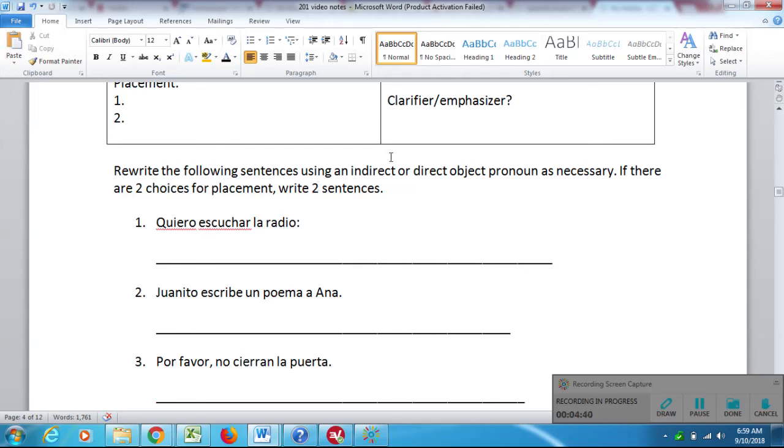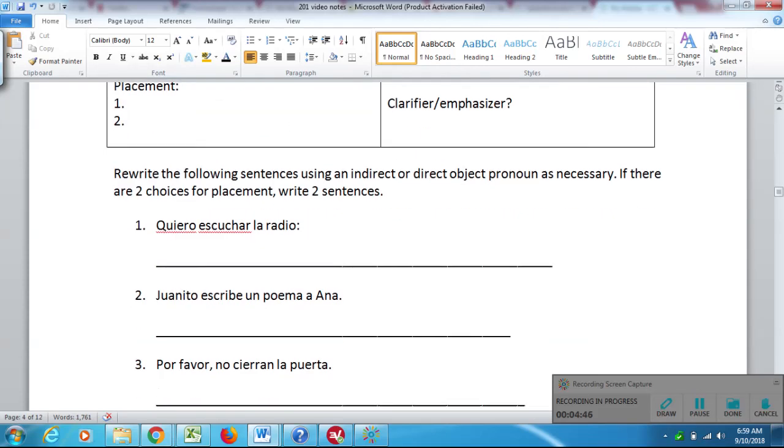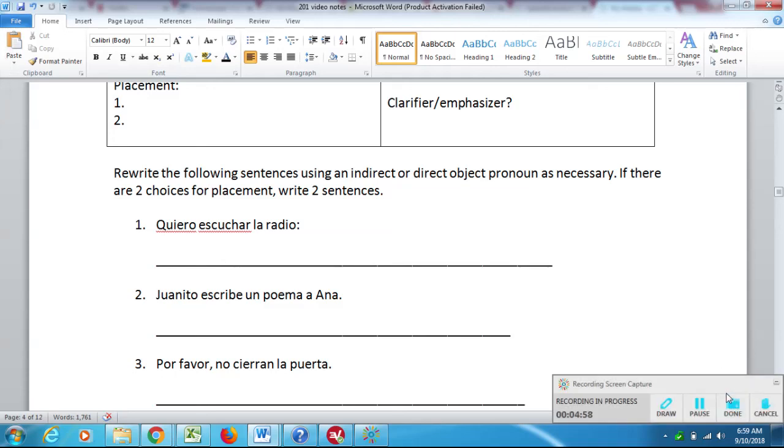All right? So, your activity now is you have some sentences that you are going to rewrite using an indirect or direct object pronoun. And if there are two choices for placement, like we talked about with voy a leer, we need to write two sentences, putting that pronoun in both places it can go.